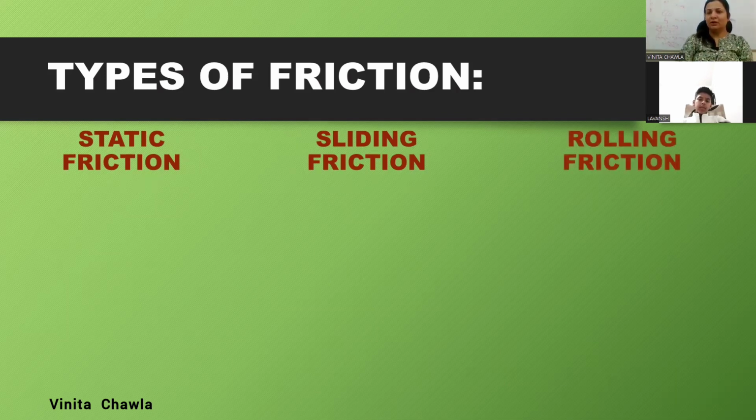The third one is rolling friction. What is rolling friction? Rolling friction means, look at this wheel. It is rolling.